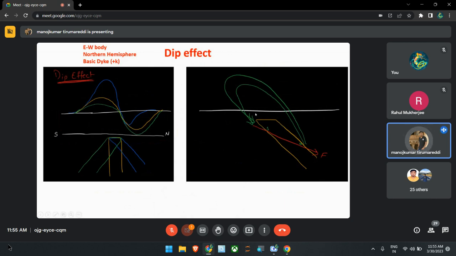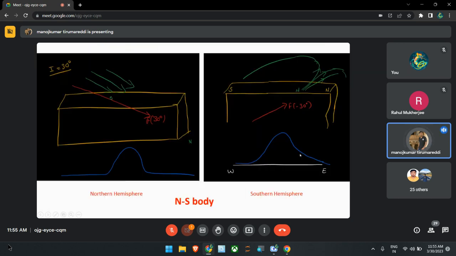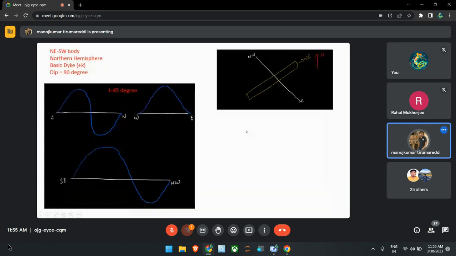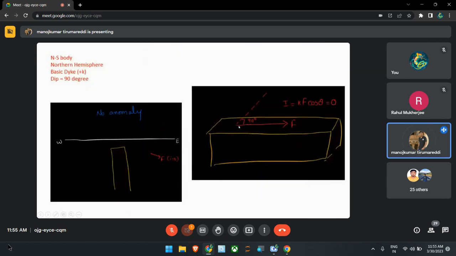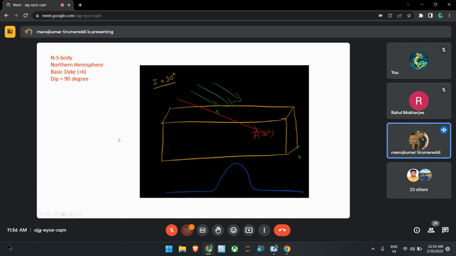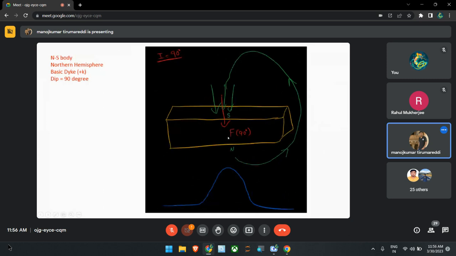This is what you are seeing is a cross-sectional view. In the cross-sectional view, it is cutting parallel, meaning maximum. If you see the 3D view, here it is parallel to the strike, so we don't get anomalies. If it cuts like this, we'll get maximum anomaly. This or this, vertically downward, we are getting maximum anomaly.